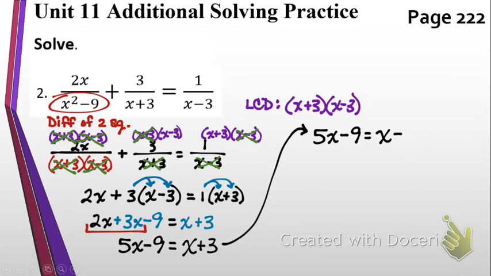I can plus 3 on both sides. Or plus 3? Sorry. Plus 9. My apologies. So we're going to plus 9 on both sides. So I have 5x equals x plus what? 12.